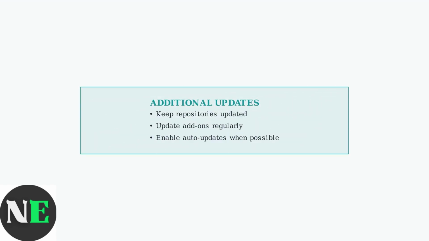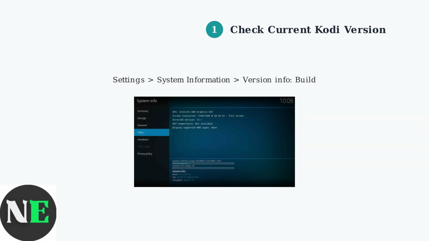Beyond updating Kodi itself, remember to keep your repositories and add-ons updated as well. This ensures the best performance and access to the latest content and features. First, check your current Kodi version to see if an update is needed. Open Kodi and navigate to Settings, then System Information, and look for Version Info Build.